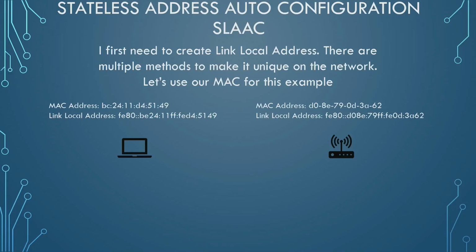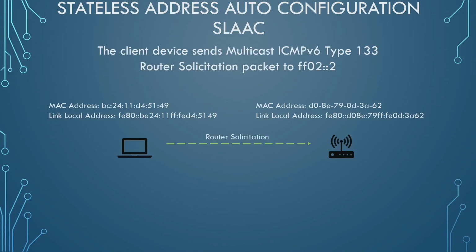And we've got a router that's already got that built in as well, so it's got its MAC and its local address. We send out a multicast ICMP type 133 router solicitation packet to FF02::2.